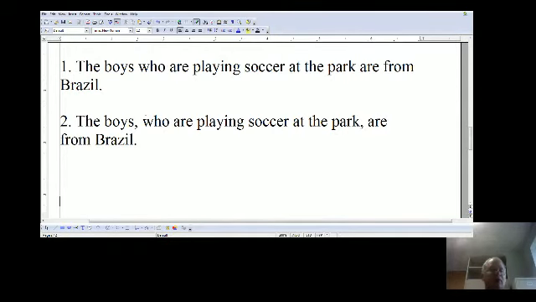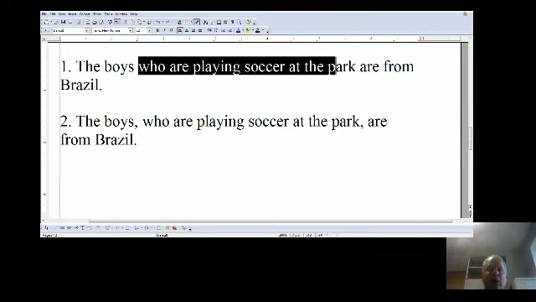Right? So what I'm showing you here is whether or not you use commas to set the adjective clause apart, whether you use them or don't use them, it changes the meaning of the sentence. That's why understanding restrictive, non-restrictive elements are important.